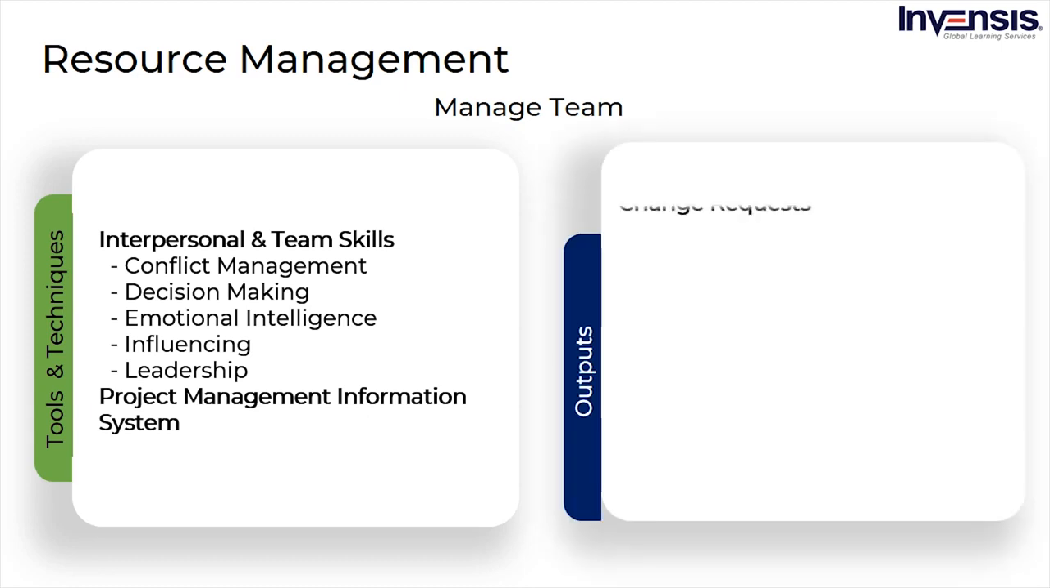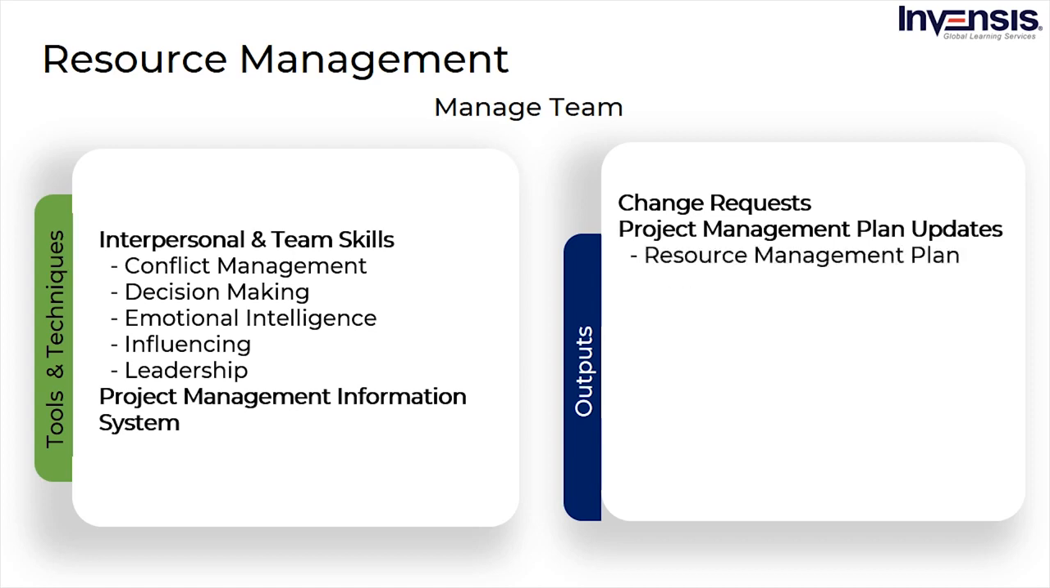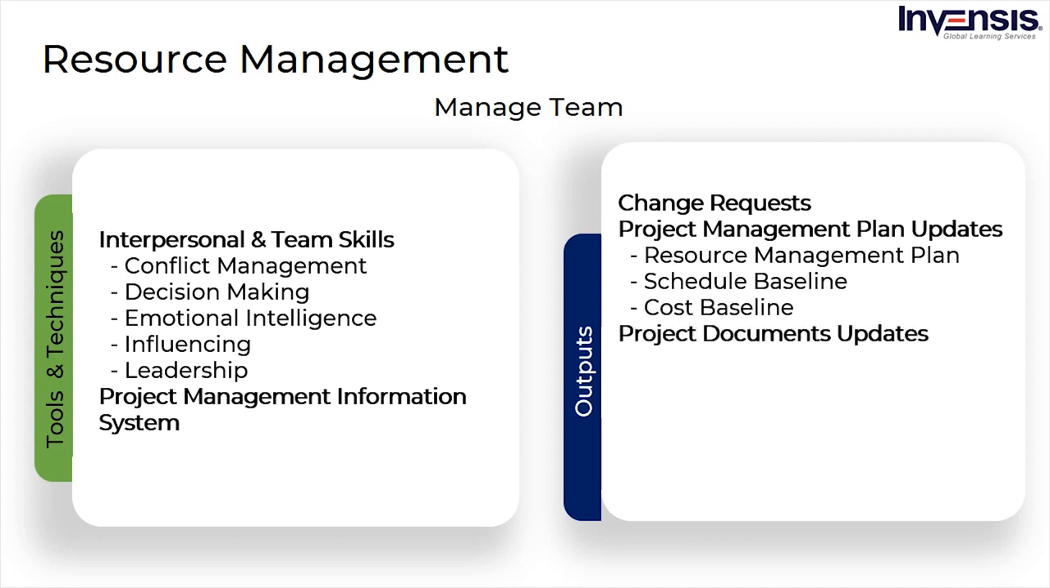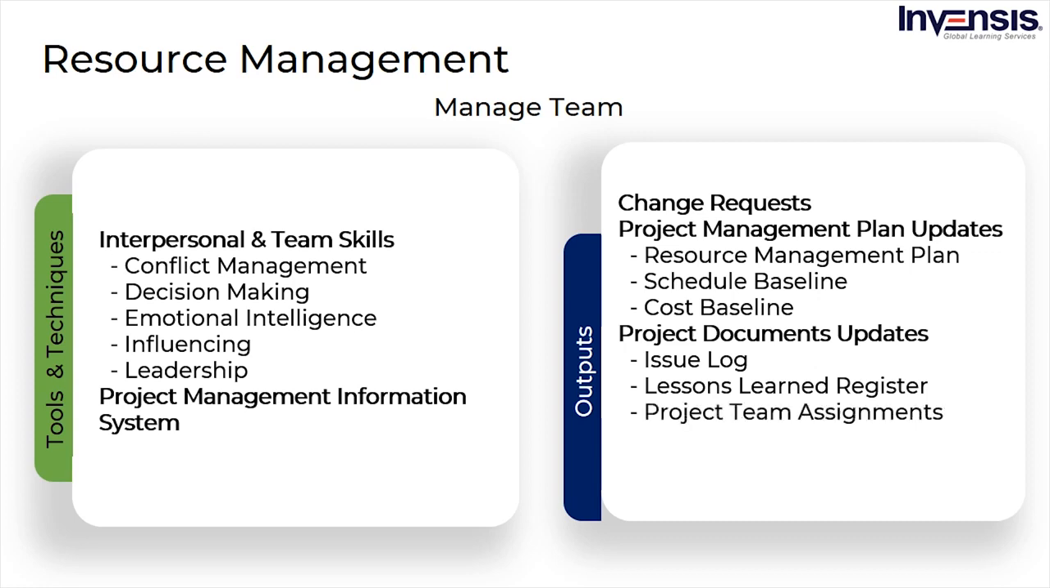Concerning outputs, firstly, we have change requests. Then, we have project management plan updates that include resource management plan, schedule baseline, and cost baseline. Then we have project documents updates that include issue log and lessons learned register with project team assignments. Finally, in the end, we have enterprise environmental factors updates.